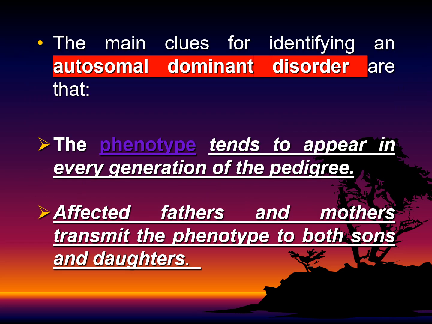So how do we identify autosomal dominant disorders? One is that the phenotype tends to appear in every generation of the pedigree. In every generation, you are likely to meet an individual that is affected by the autosomal dominant disorder. The second point is that affected fathers and mothers transmit this phenotype to both their sons and their daughters. So these are the two key features to look out for when we suspect a case of autosomal dominant disorder.